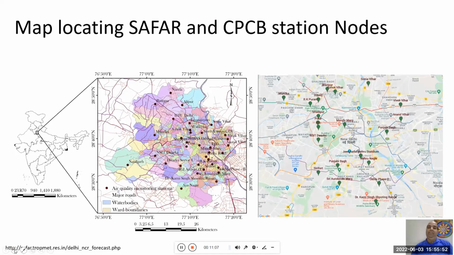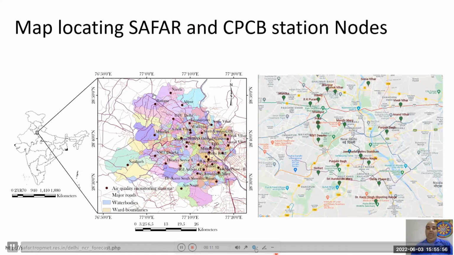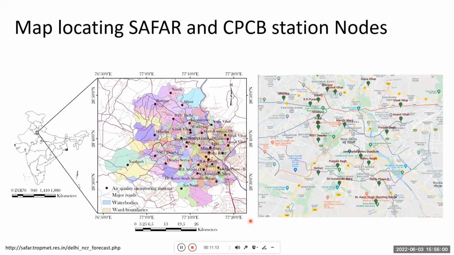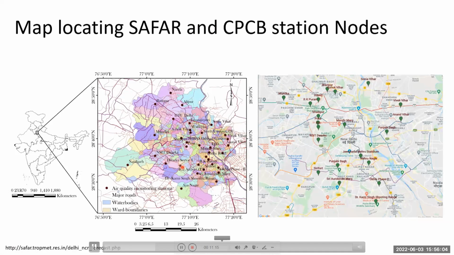So this is the map showing the SAFAR and the CPCB node stations.